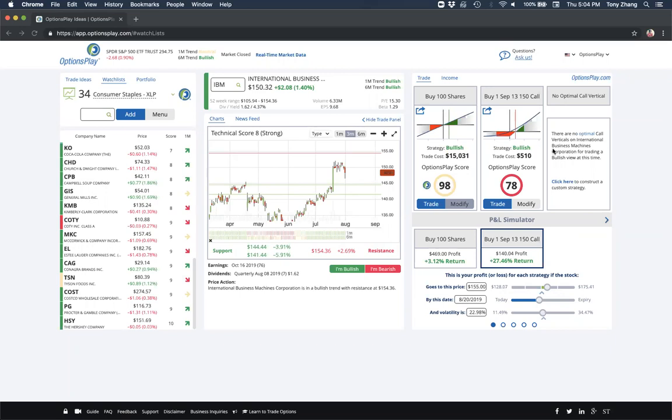Ram is saying, please define option price. It's just the price of the option. So when we say this option is $510, that's the price of the option.